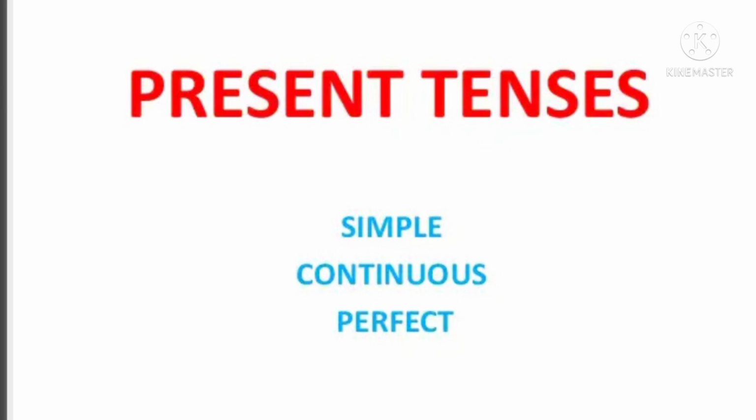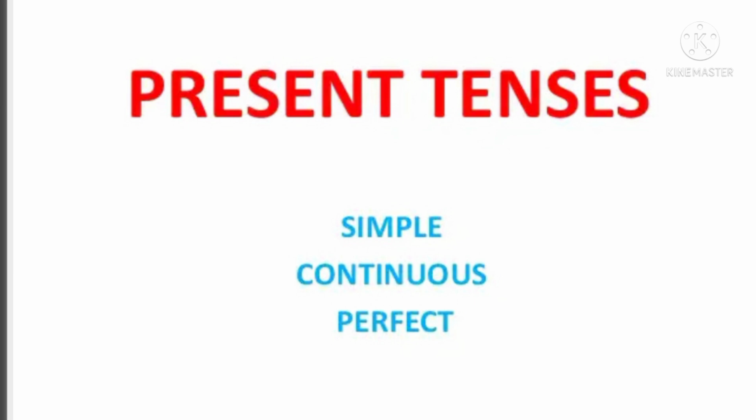Present tense is the tense which we use when we mention something at the time of speaking. There are four divisions in each tense: simple, continuous, perfect, as well as perfect continuous. So together there are four divisions in each tense. Okay, it is divided into four. We'll see one by one.